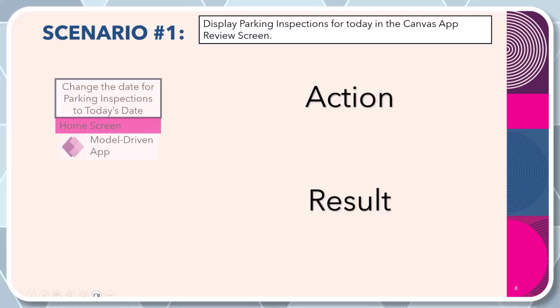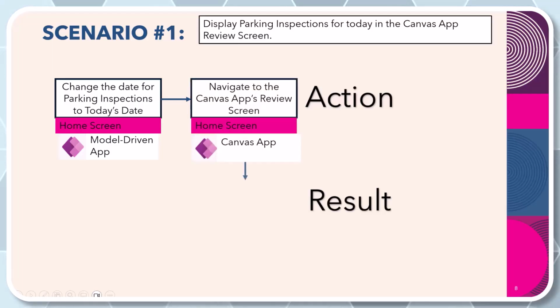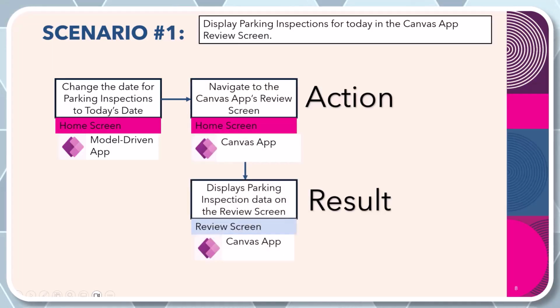Now we are going to the Canvas app, where we will demo a couple scenarios. In scenario 1, we have already completed the first step where we change the date for parking inspections to today's date in the model-driven app. When we are in the Canvas app, we will go to the home screen and navigate to the review screen. We should see the 2 parking inspections that we set to today's date there. So here's the demo of the app.